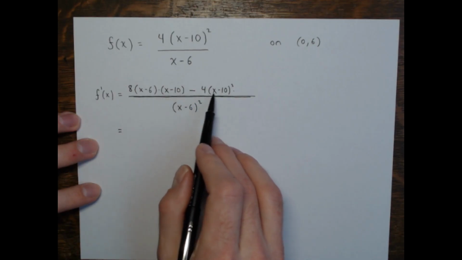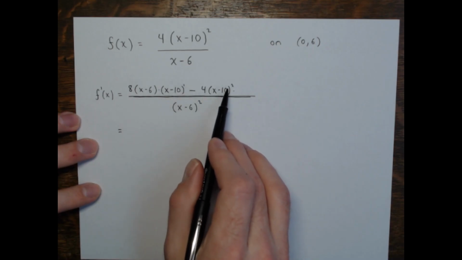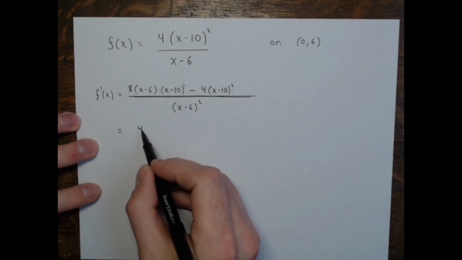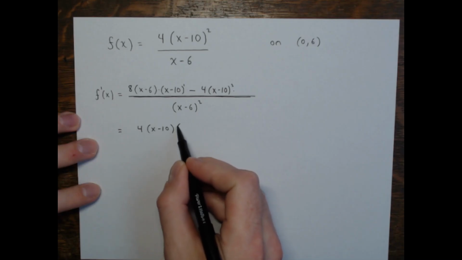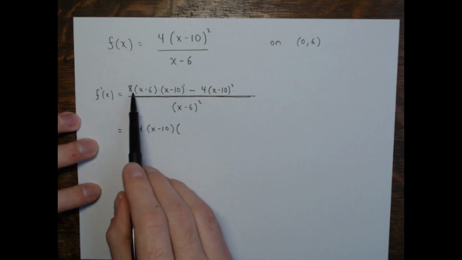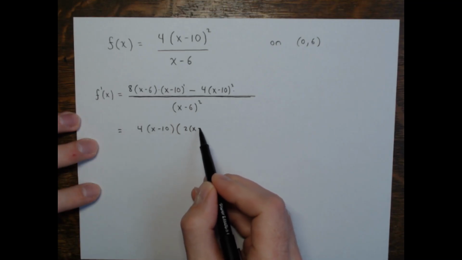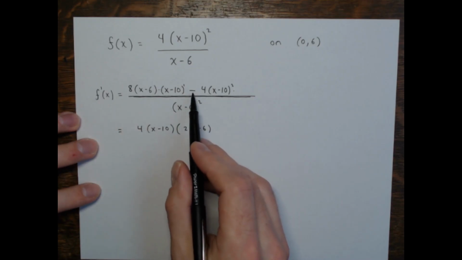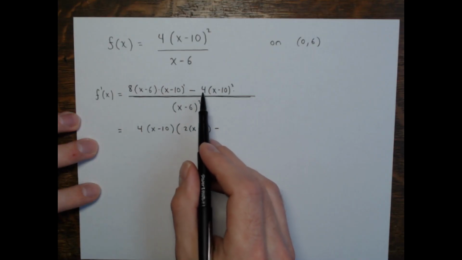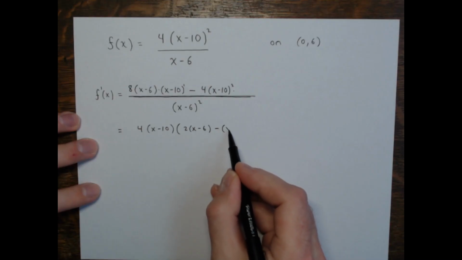They also have this common factor of x minus 10, right? There's one x minus 10 here, and there are 2 of them here. So I'm going to factor that out, 4 times x minus 10. Now when I remove that, you'd have 2 times x minus 6 left over in that first product. And then minus, right, still the minus there, and then just one of the x minus 10s left over here.